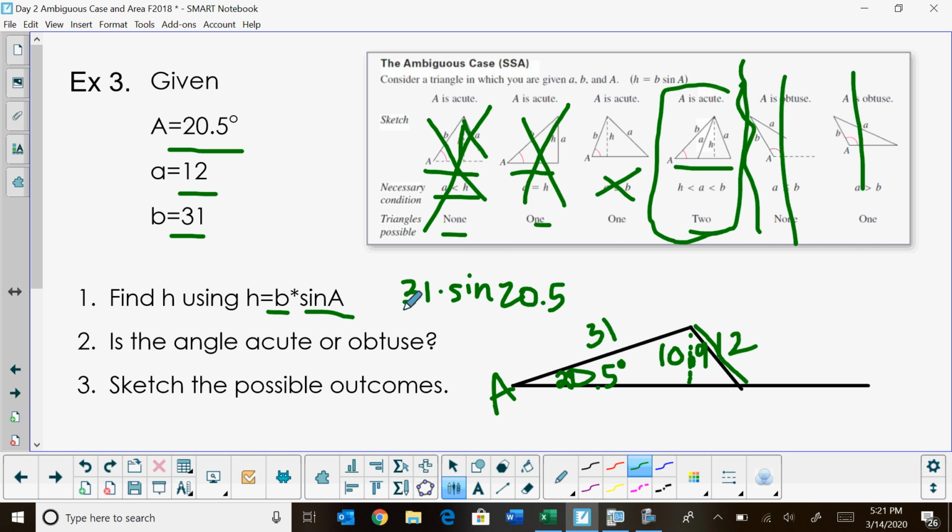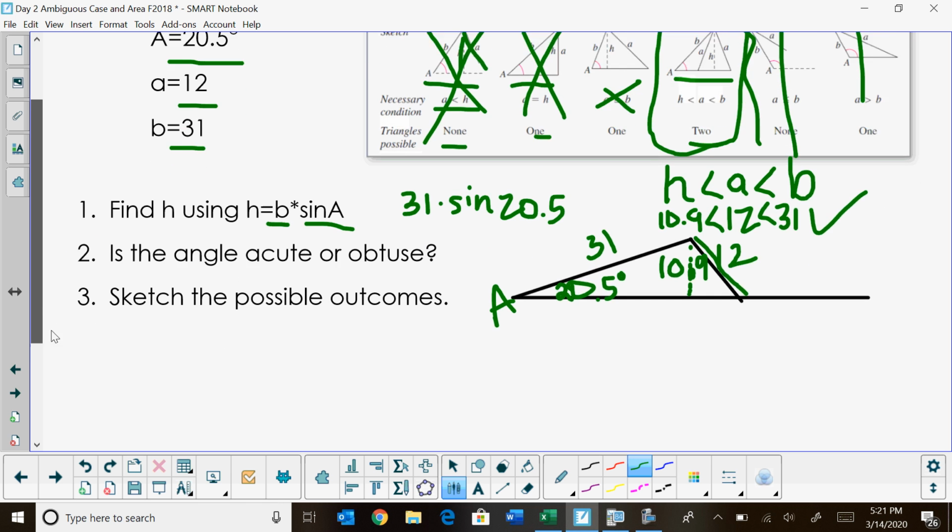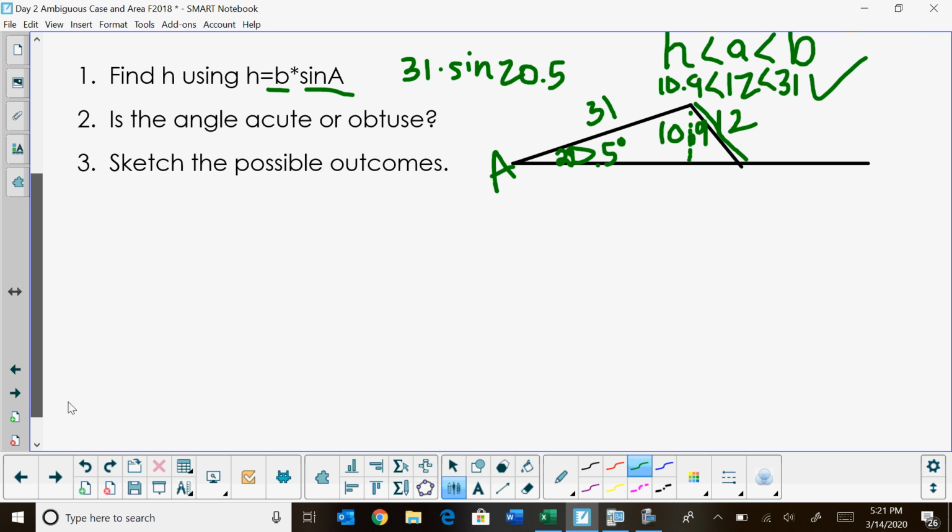So we just found out that A is greater than the height, since 12 is bigger than 10.9, but A is less than B, which is 31. So let's plug it in. We got 10.9 is less than 12 is less than 31. This is a true statement, so this is a 2 scenario. Now let's solve for those 2 possibilities.